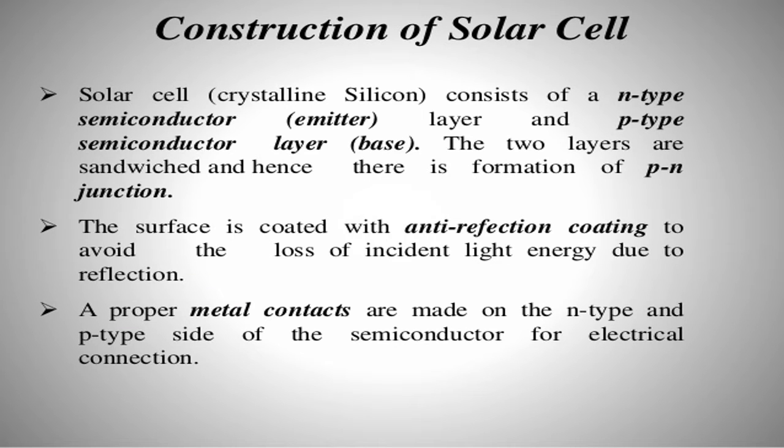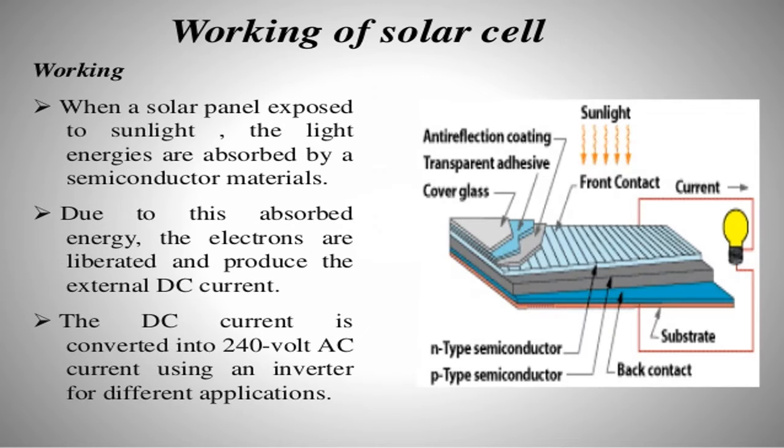Construction of solar cell. A crystalline silicon solar cell consists of an n-type semiconductor emitter and a p-type semiconductor base. The two layers are sandwiched and hence there is a formation of a p-n junction. The surface is coated with anti-reflection coating to avoid the loss of incident light energy due to reflection. Proper metal contacts are made on the n-type and p-type sides of the semiconductor for electrical connection.